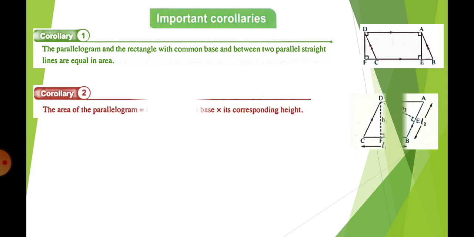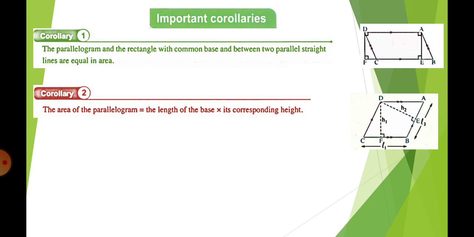We know the area of a rectangle equals length times width. Then we can say the area of a parallelogram equals the length of the base times the corresponding height. Here, the parallelogram has two bases, then it has two heights. Each base has a corresponding height. Then the area of the parallelogram equals the length of the base times the corresponding height.